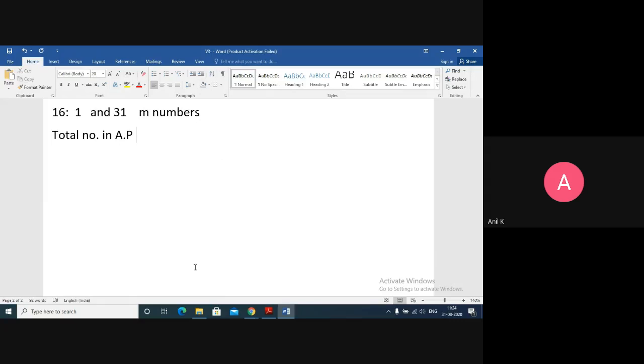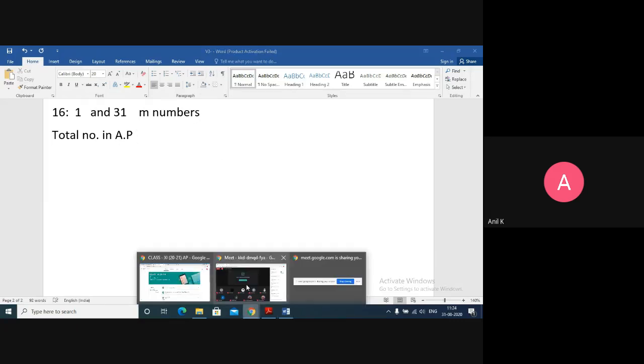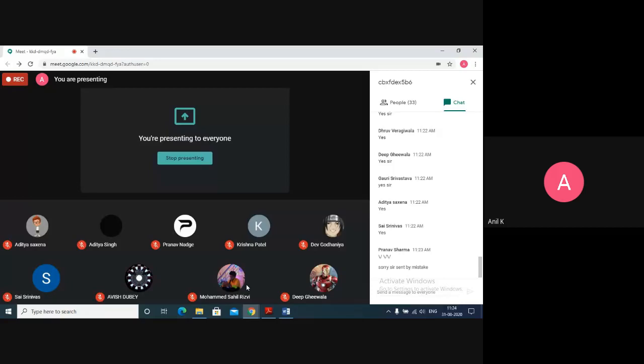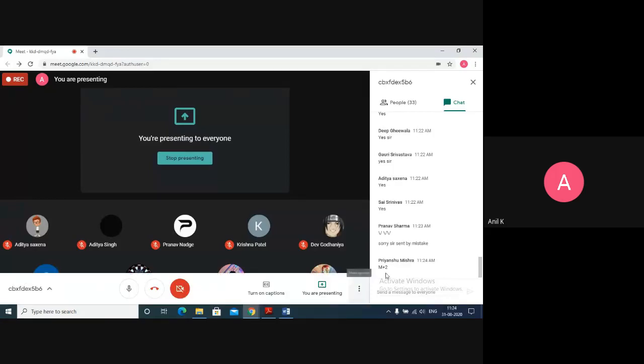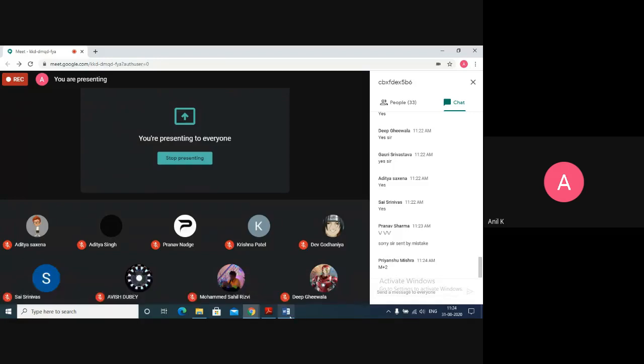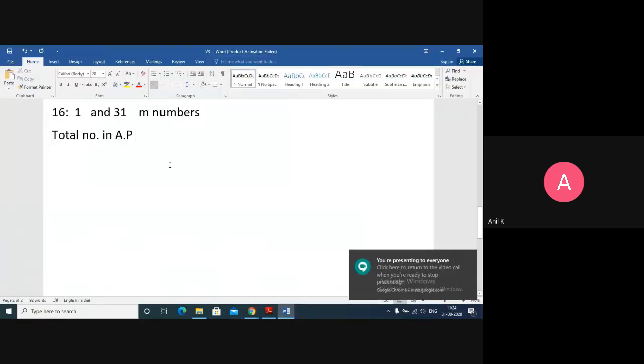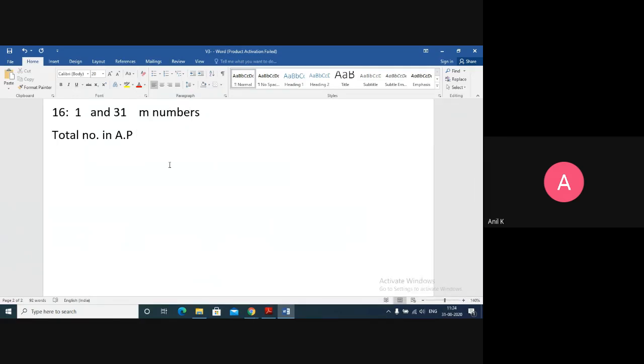How many numbers will be there in total? I think I asked this question. So Priyanshu Mishra, m plus 2. Inserting m numbers, and before the first number 1 will be there and the last number will be 31. Total numbers in the AP will be m plus 2.